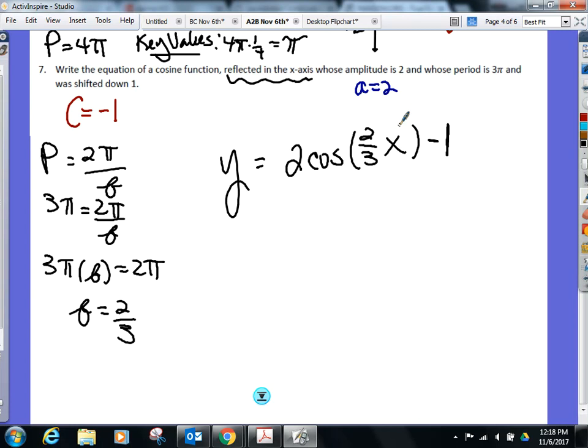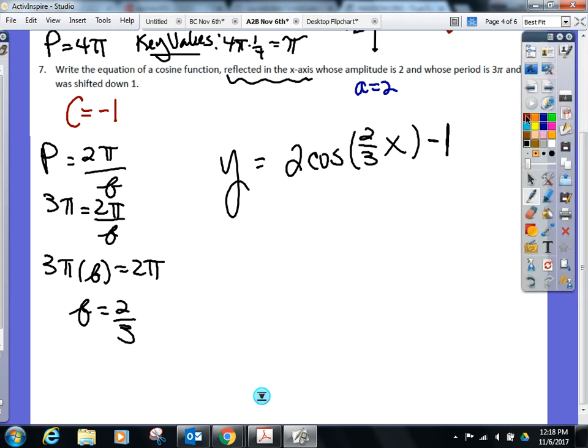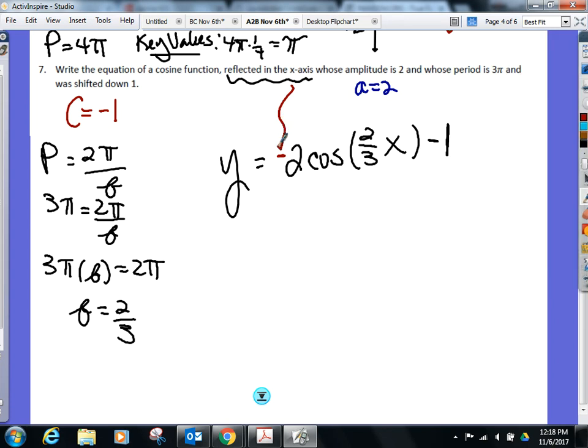Okay, it's got the correct amplitude, it's got the correct frequency, and it's got the correct C value. The only thing I didn't take care of was the reflection over the x-axis. What have we noticed about every equation we've graphed where the graph's been flipped over the x-axis? I have to attach a negative to the amplitude, yes. So that's where that comes in. All right, got to attach a negative.